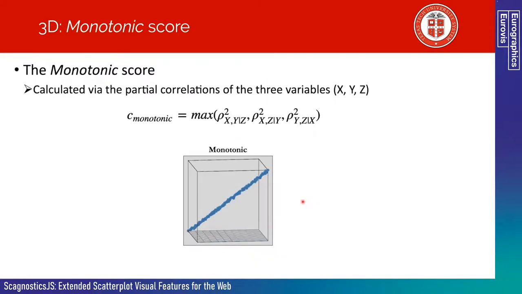Monotonic score in 3D. The monotonic score is calculated via the partial correlation among the three variables. So we take the maximum of the partial scores of every pair of the three variables. Here is an exemplar sample plot for monotonic score in 3D.